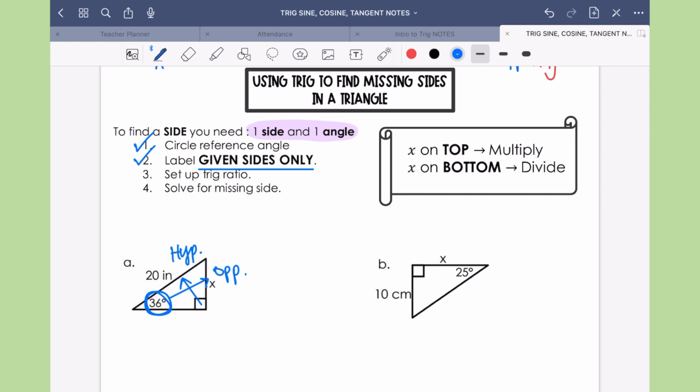Okay? Now it says set up the trig ratio. And this is where you have to remember SOH CAH TOA. Which one do we have? If we have hypotenuse and opposite, which one of these three has those sides as a ratio? It's right here. Sine. So then we set up our trig ratio.